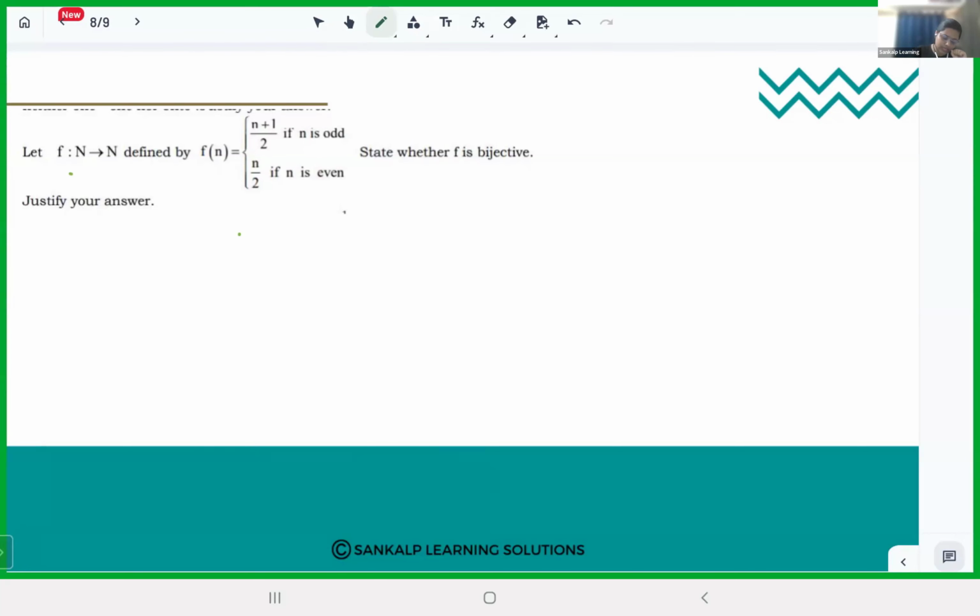So first of all, you should understand the domain and codomain. It is the set of natural numbers. The set of natural numbers is nothing but 1, 2, etc., up to infinity.